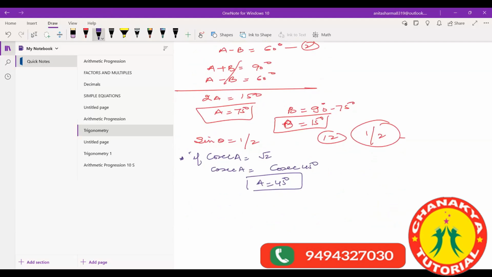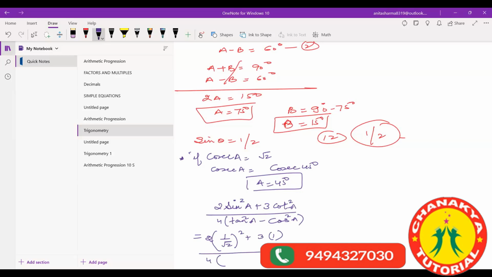Now, we have to find the value of 2 sine square A plus 3 cot square A divided by 4 tan square A minus cos square A. Right, beta? So, just put the value of A, 45. So, 2 sine square, it means sine 45 is 1 by root 2 whole square. Cot square 45 is 1, divided by 4 into tan square 45 which is 1, minus cos 45 is 1 by root 2, so 1 by root 2 whole square.